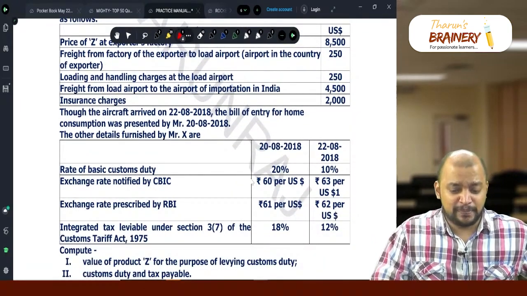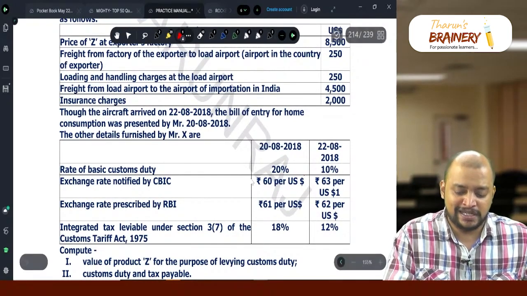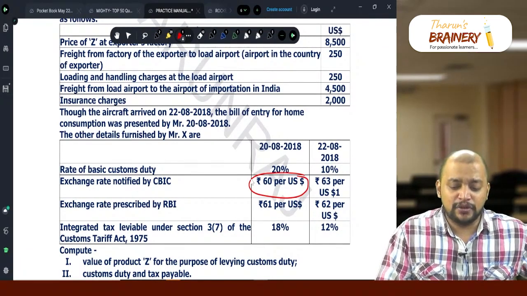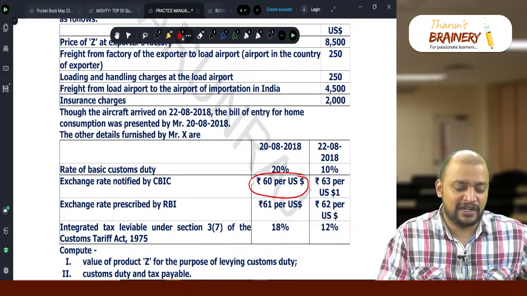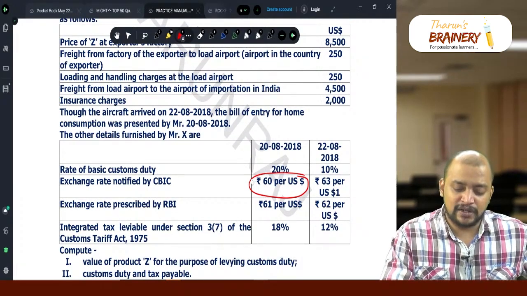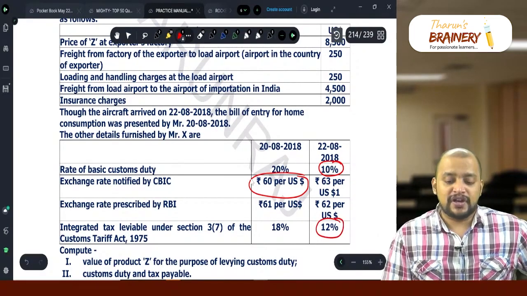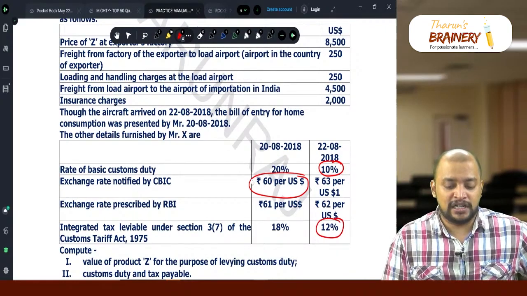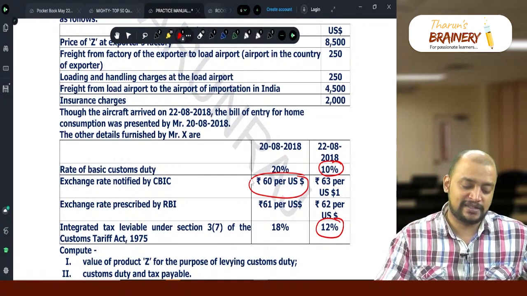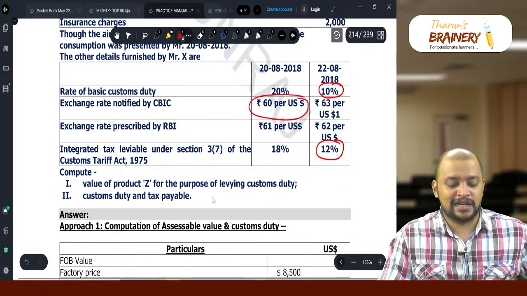So what is the date of presentation of bill of entry? 28. On that date, whatever is the exchange rate will be taken, that is 60 rupees per dollar. For rate of duty, we take the date of presentation of bill of entry or arrival of aircraft, whichever is later, that is 10%. And IGST will be 12%. So for exchange rate, we take rupees 60 per dollar. For rate of duty, basic customs duty 10%, IGST 12%. Compute value of product Z for payment of customs duty and customs duty payable.